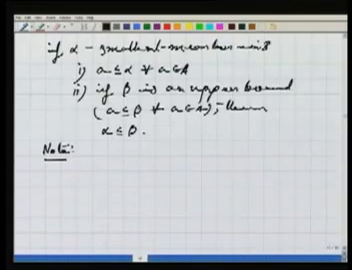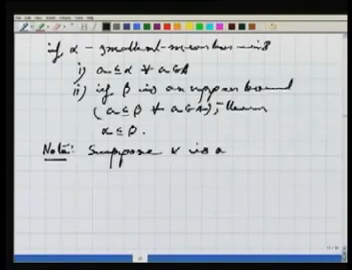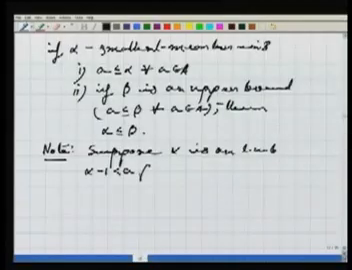Now let's make an observation. Suppose alpha is an LUB, and I look at alpha minus 1. The question is, can this be an upper bound? Least upper bound means it is the least among the upper bounds, so alpha minus 1 can no longer be an upper bound. Since it is not an upper bound, there must be some element in the set A which is bigger than alpha minus 1. That is, alpha minus 1 must be strictly less than a for some a in A.